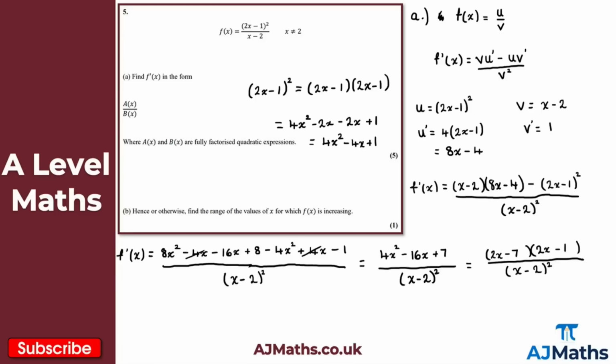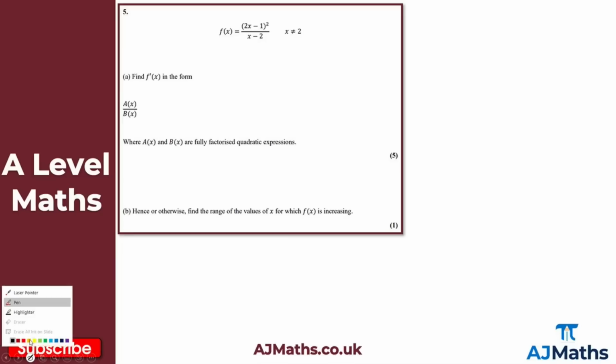So let's just clear the screen here just so we have a bit more room. So to finish question 5 now, if we take a look at part B, it says, hence or otherwise, find the range of values of x for which f of x is increasing. So to answer part B here, what we need is f prime of x is strictly greater than 0. Because to find the range of values of x for which f of x is increasing, we need to solve this inequality here. Now don't forget we found f prime of x in part A, so we don't need to worry about finding that again.